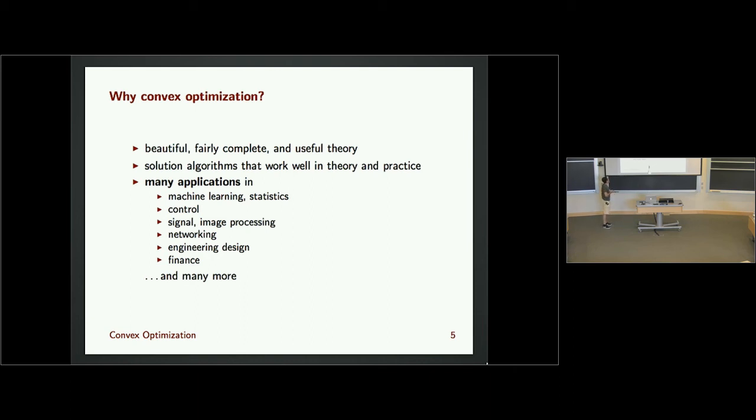You have applications with parameter fitting in machine learning and statistics, or what's now called classical machine learning, meaning it's about 10 years old. And you have control. Many control problems can be approached very effectively through convex optimization. Signal and image processing. You get some interesting large-scale problems that I'll talk a bit more about later. Network optimization, like some power flow problems, for example. Engineering design, finance, portfolio optimization.